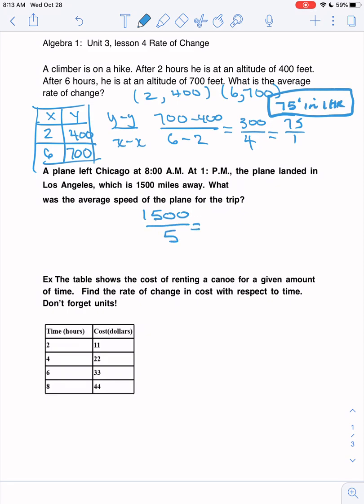So we're just going to take 1,500 divided by 5, simplify that. So that's going to give us 300 miles in 1 hour. So to answer the question, what is his average speed? He was traveling at 300 miles per hour.